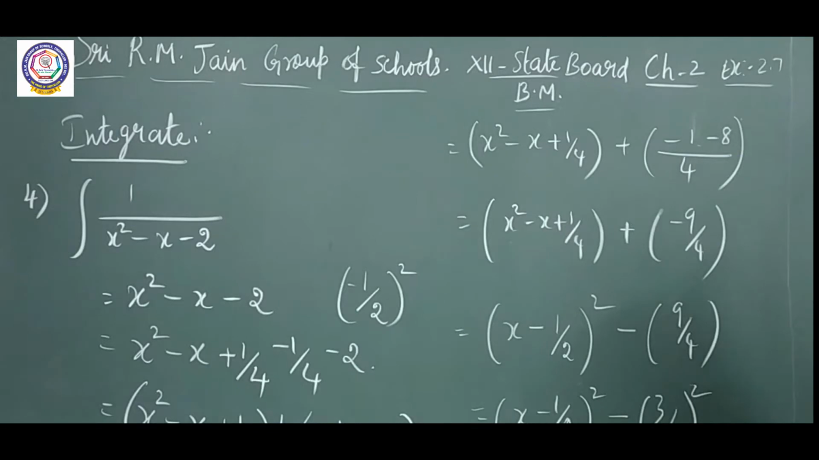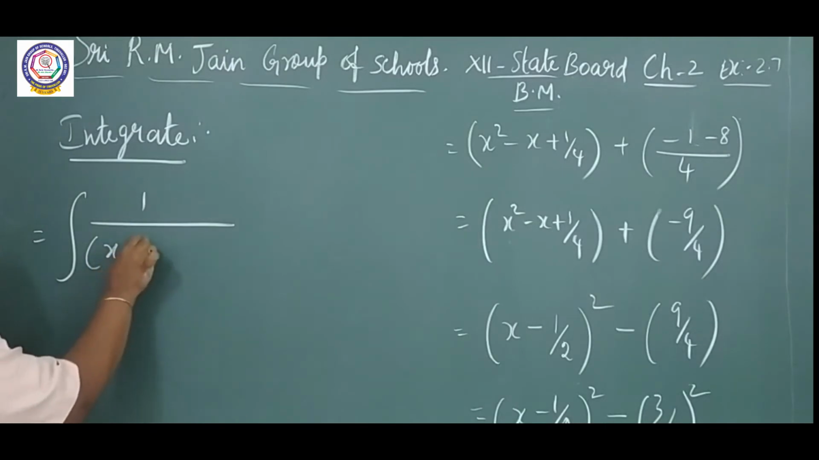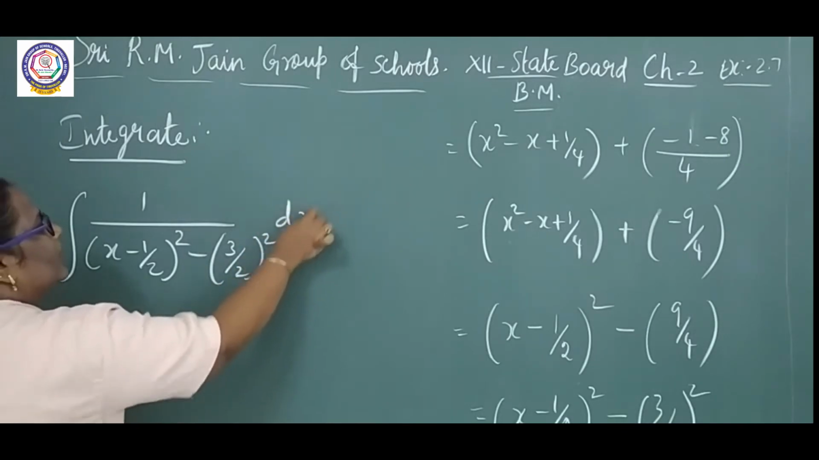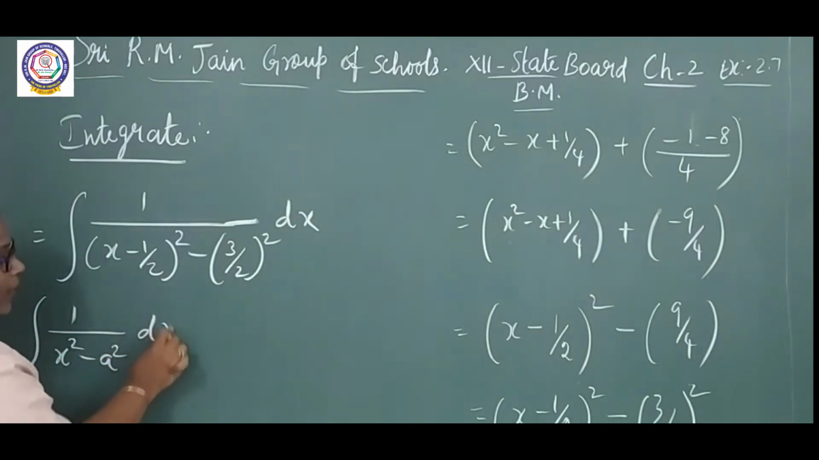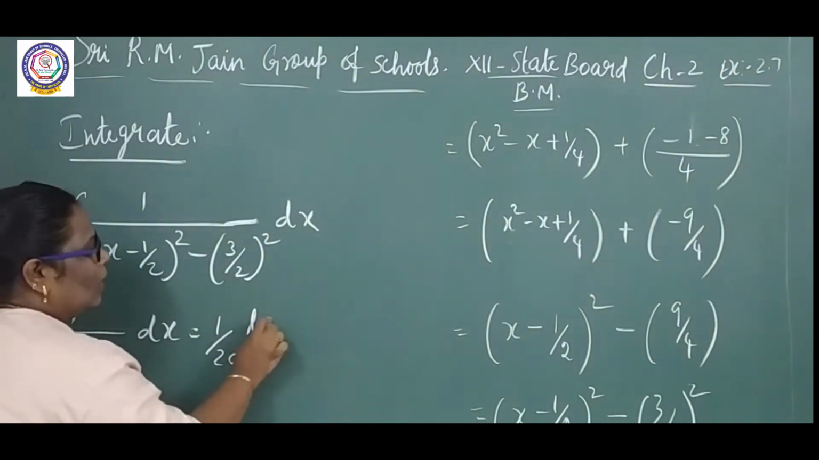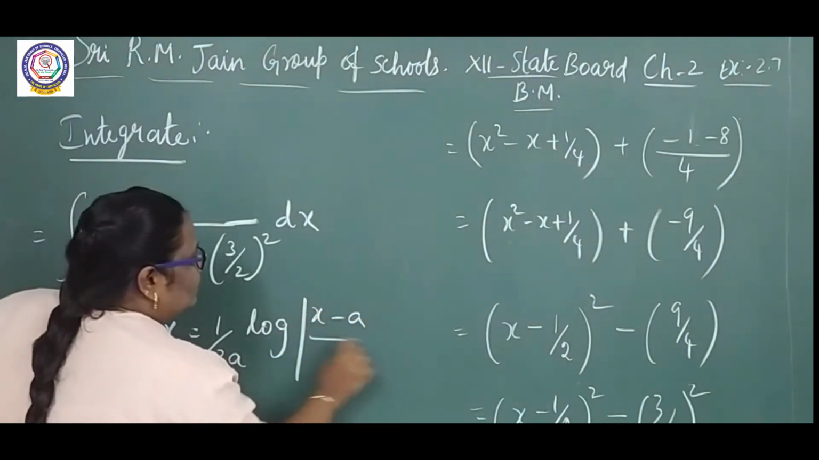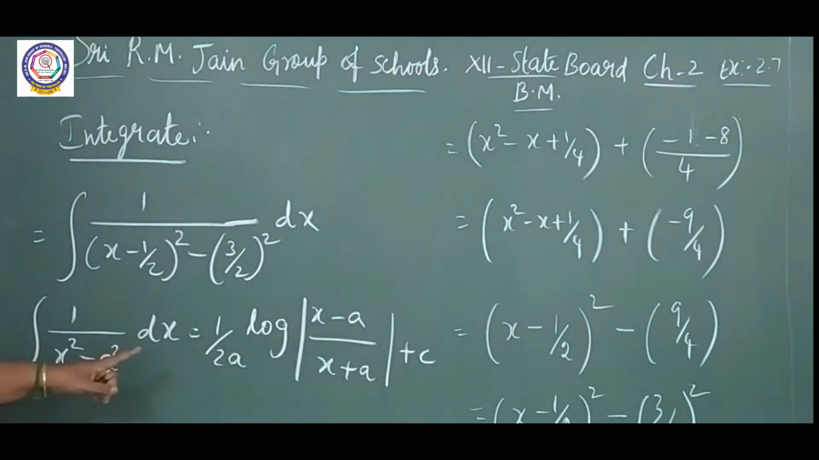So integrate 1 by x minus 1 by 2 the whole square minus 3 by 2 the whole square into dx. So what is the formula for this? Integral 1 by x square minus a square into dx equals 1 by 2a log of modulus of x minus a by x plus a, plus c. Is it clear?